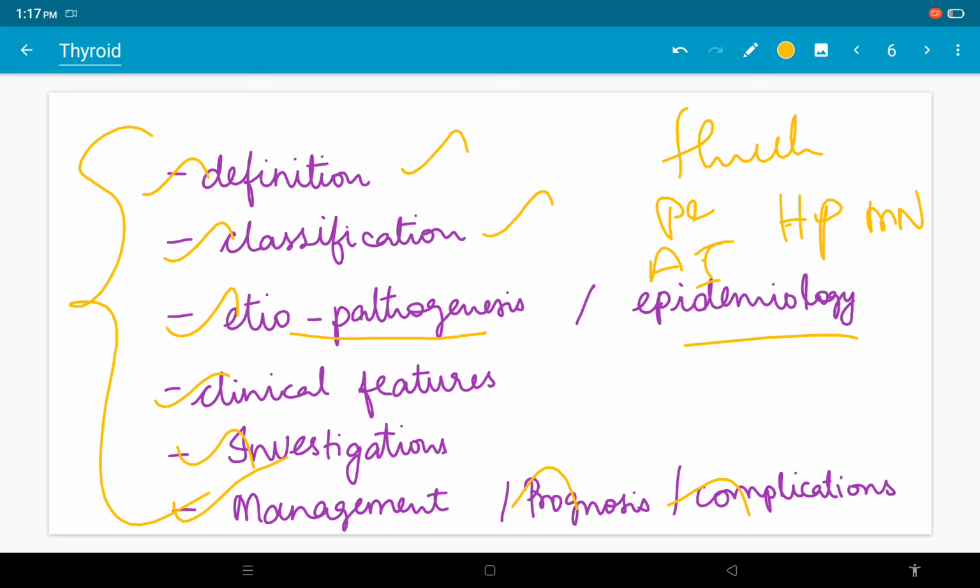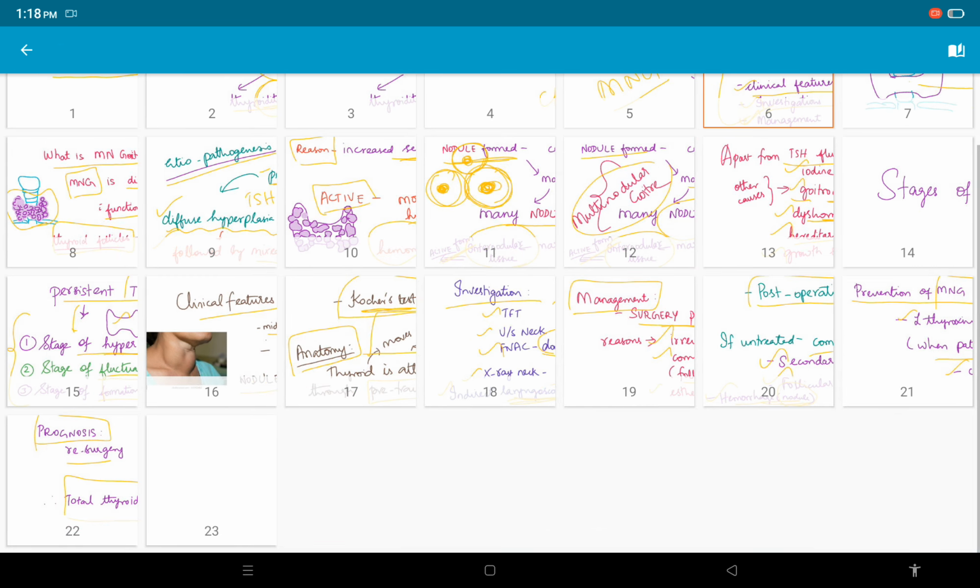Hope you remember, or you can just go through a quick recap. Then we saw the clinical features, how it is seen in middle-aged females, how the swelling appears on palpation, the investigations, what is to be done, management, surgical management, prognosis and complications. So this is all you need to know for an essay.